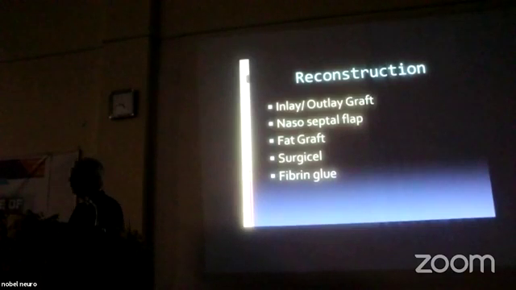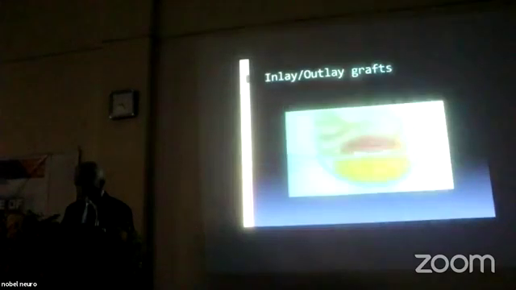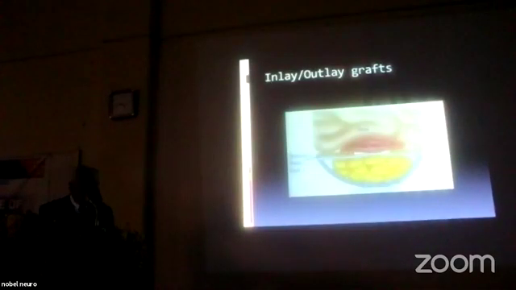Now, this is the most important part of the surgery. After we remove the lesions, you have to reconstruct the base. Now, what is the reconstruction process? It is the inlay, onlay graft, nasoseptal flap, fat graft, and Surgicel and fibrin glue. I do not use a lumbar drain anymore, because I think it gives a negative pull, and sometimes patients have severe headaches.